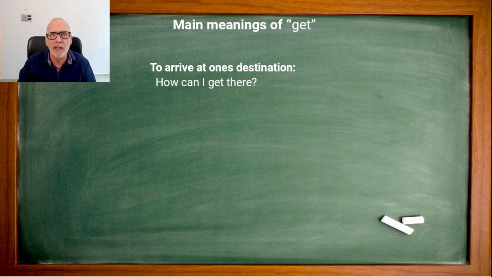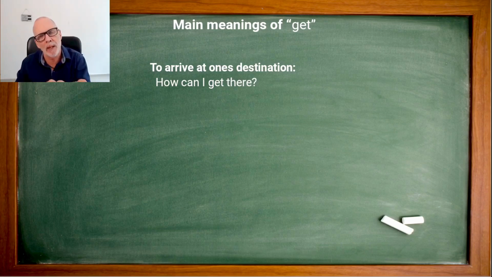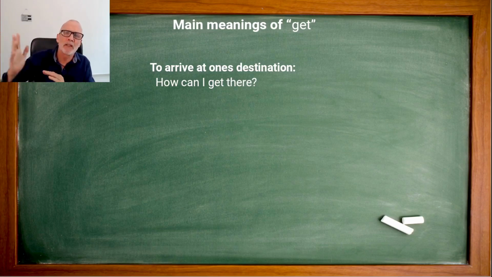How can I get there? How can I arrive at the place that I want to go? Can you give me the directions? Yes, go down this street, turn left, turn right. How can I get to the bank? Maybe here I should have put a specific place. How can I get to London? Take the plane, take the train. How can I arrive in London?